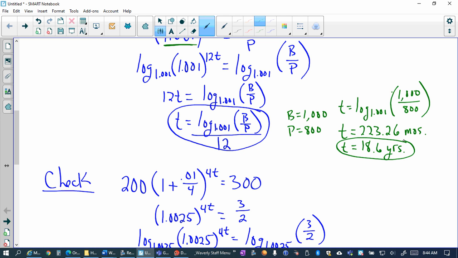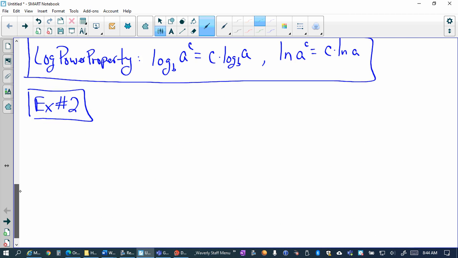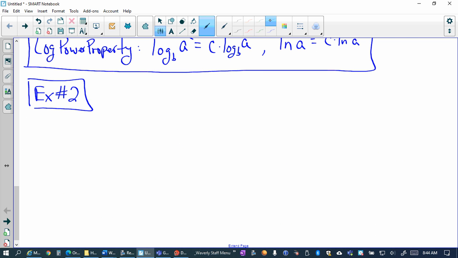These interest rates are very, very low. It took almost 19 years to acquire $200, so it's a little bit goofy. But let's see if we also get 18.6 years solving it the other way in example 2. So in example 1, we're going to use, like we did over there, b equals 1,000 and p equaling 800. Okay, so let's set this up here.